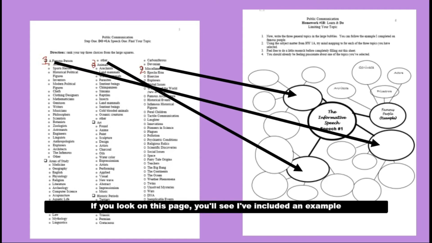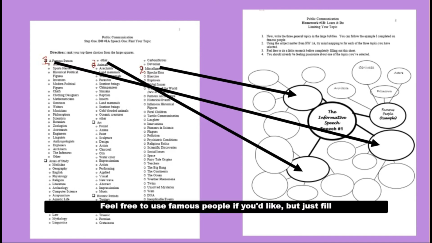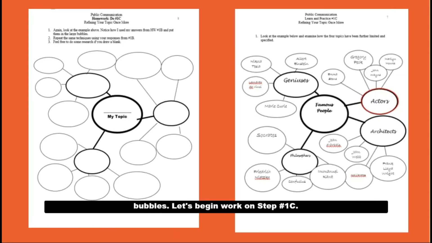If you look on this page, you'll see I've included an example for famous people. I included actors, geniuses, etc. Feel free to use famous people if you'd like, but just fill these out with your top rankings and complete the smaller bubbles.